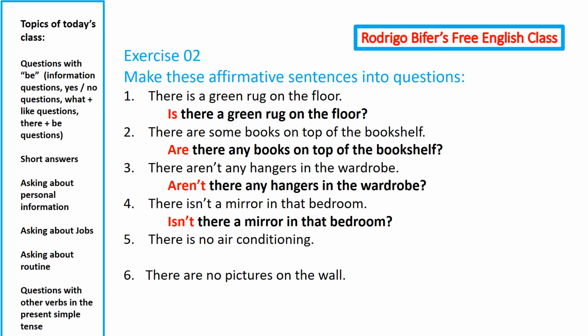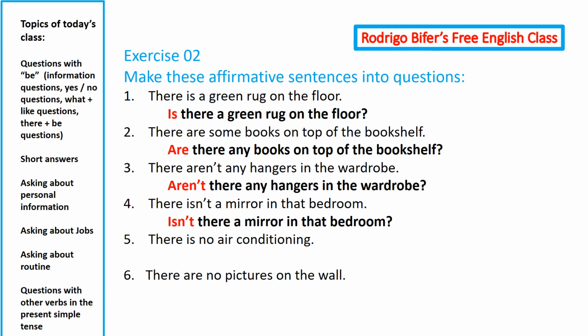So we're surprised. How come? Okay, isn't there a mirror in that bedroom? I don't believe it. But that's the question, okay? And the verb to be is there before the word there. So isn't there a mirror in that bedroom? That's only inverting the verb to be and the word there. It's really simple, okay? Look at the last 2 questions now, numbers 5 and 6.